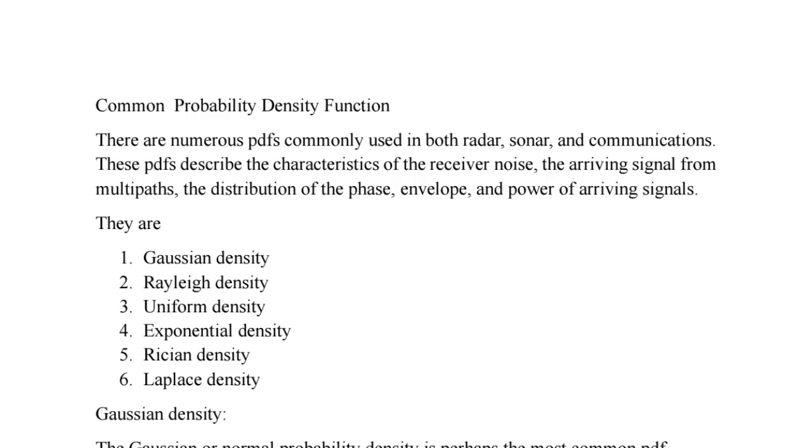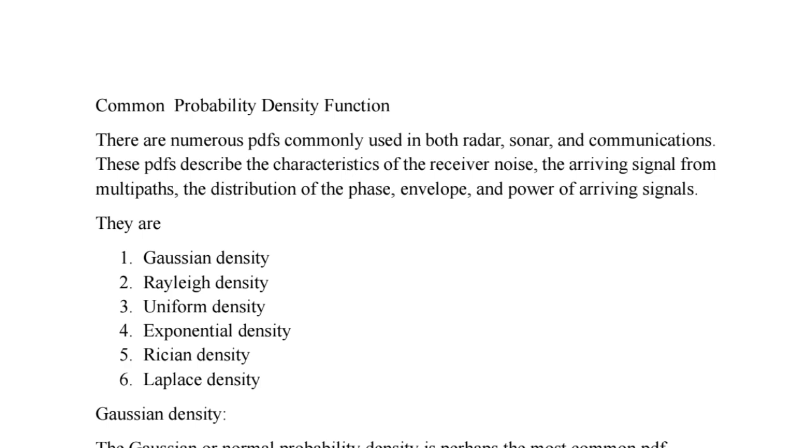Dear students, now we are going to discuss what are the common types of probability density function. There are numerous probability density functions commonly used in radar, sonar and communication systems. For example, if you want to analyze the noise spectrum or the noise distribution, normally we will use the Gaussian process. In a similar way, here also we have some common types of probability density functions available.